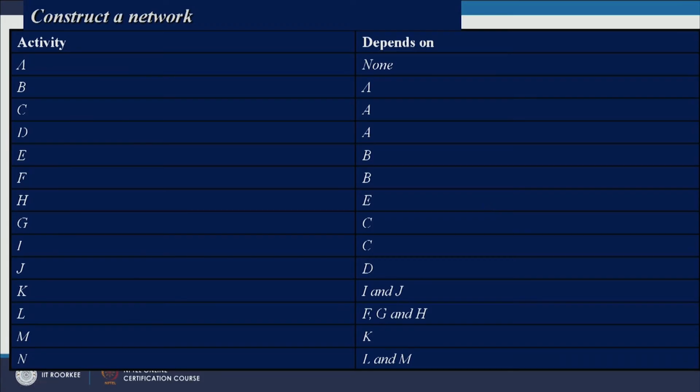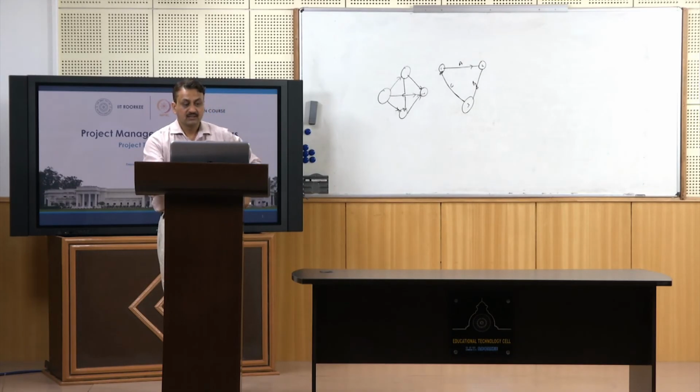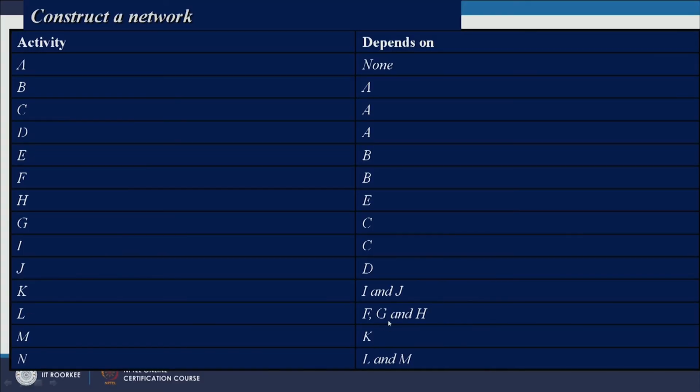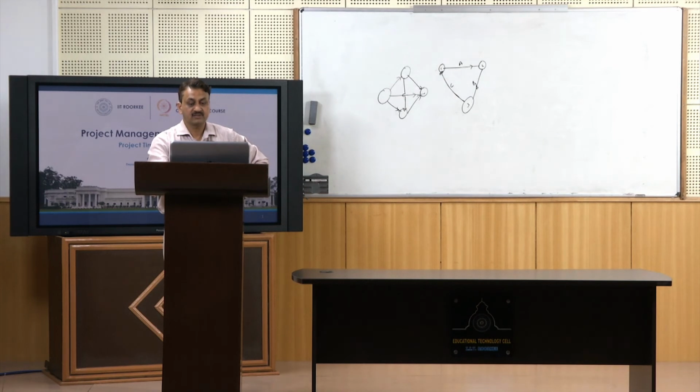So, this is an example, just try to construct a network for this example. So, you have got different activities. Activity A does not depend on any other activities, right. Activity B depends on activity A. Activity C depends on activity A, D depends on activity A, and so on. If you look at this one, activity K depends on these two activities I and J. Activity L depends on three activities F, G and H. Last activity N depends on L and M.